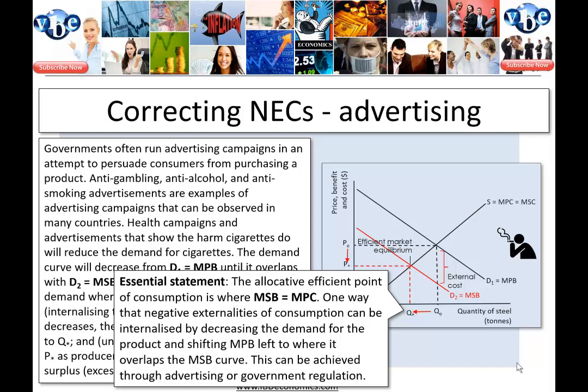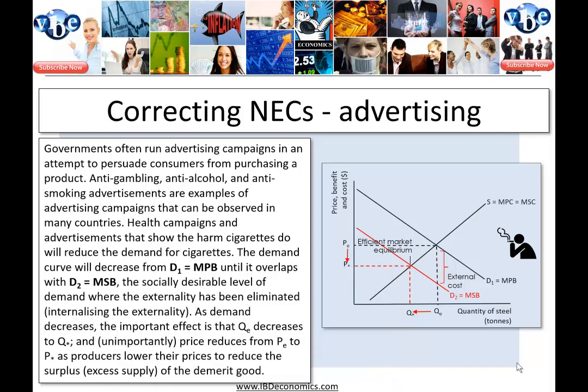One way that negative externalities of consumption can be internalized is by decreasing the demand for the product and shifting the marginal private benefit curve to the left, where it overlaps with the marginal social benefit curve. And that can be achieved through advertising or government regulations. Memorize that, bring it out in exam time, bump up your marks.